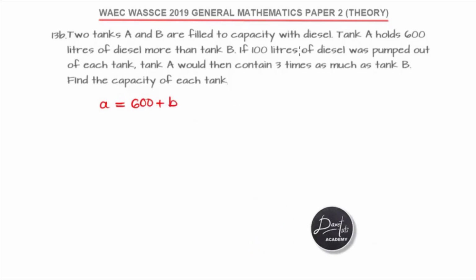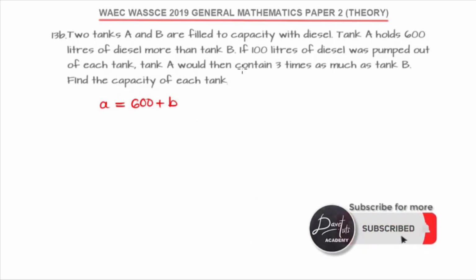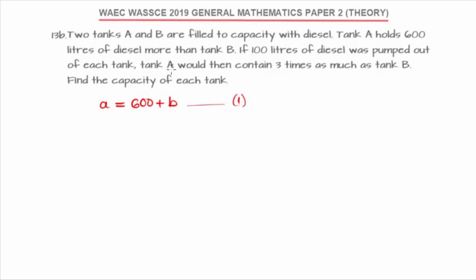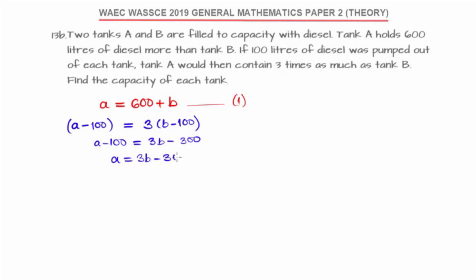From the first statement that tank A holds 600 liters of diesel more than tank B, that means that A is equal to 600 plus B. So for every time that the 2 tanks are filled, A will have 600 liters more than B. But in the other case, we are told that if 100 liters of diesel was pumped out of each tank, so let's subtract 100 from A and 100 from B, then A would contain 3 times as much as tank B. So that means A minus 100 is equal to 3 multiplied by B minus 100. And if we open that bracket, we'll have A is equal to 3B minus 300 plus 100. That will give us 3B minus 200, and we can call this equation 2.